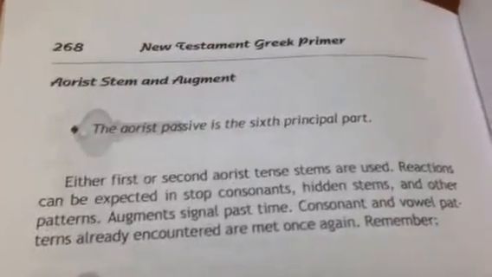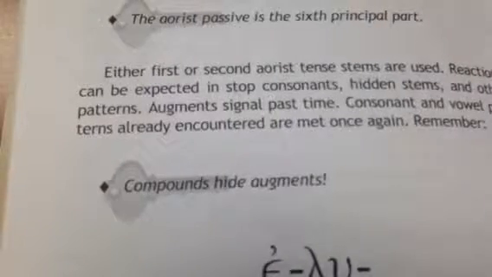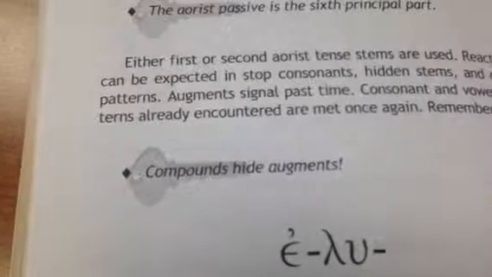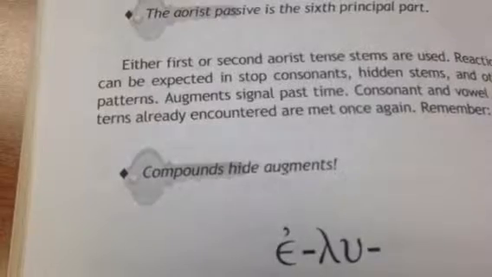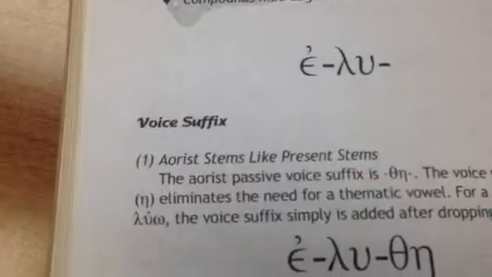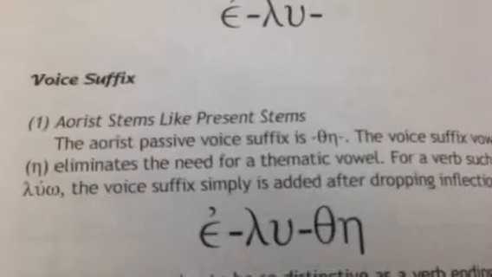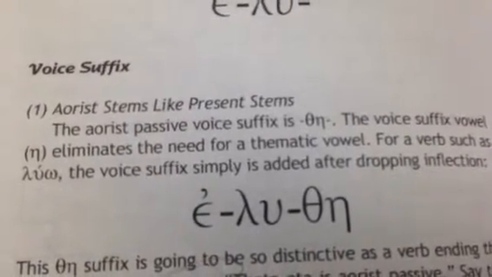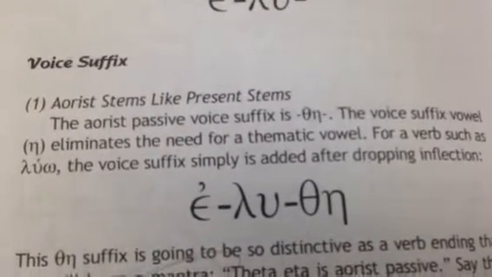So just to recap, the aorist passive is the sixth principal part. Remember, same rules here: compounds hide augments, because you will also here encounter augments, because all that's different here is the voice. So the basic building blocks are the same except for your voice suffix. So here you see it, your voice suffix here without the inflection. It's very distinctive. You are totally going to recognize the theta eta. Remember our little slide presentation? Theta eta, theta eta, theta eta.